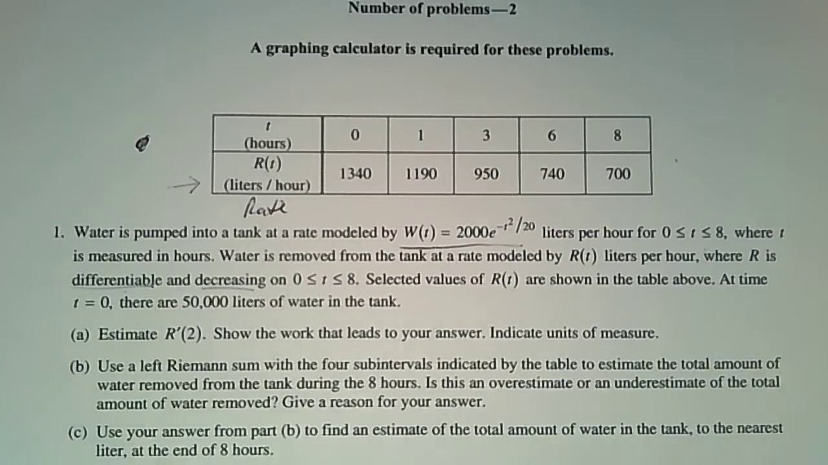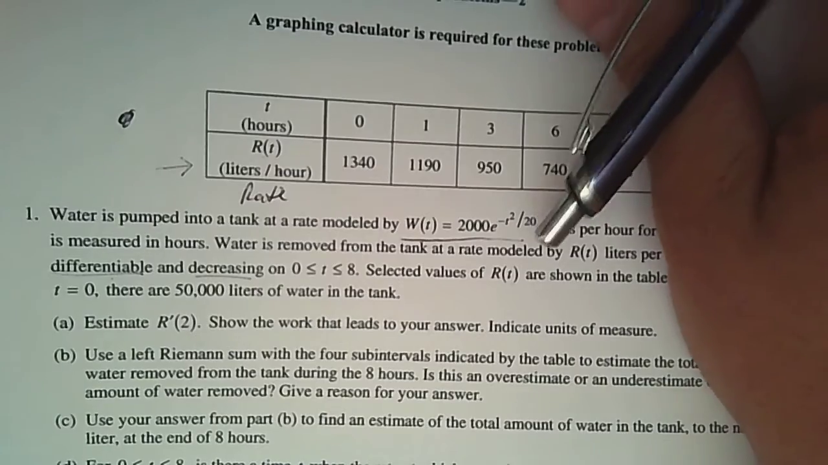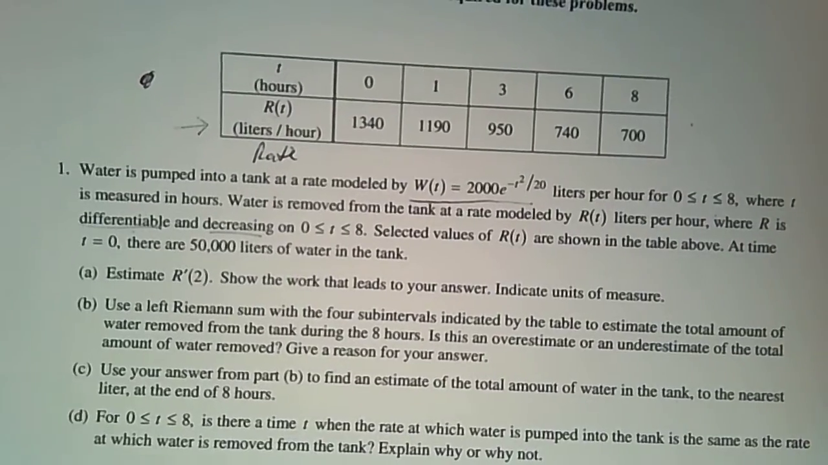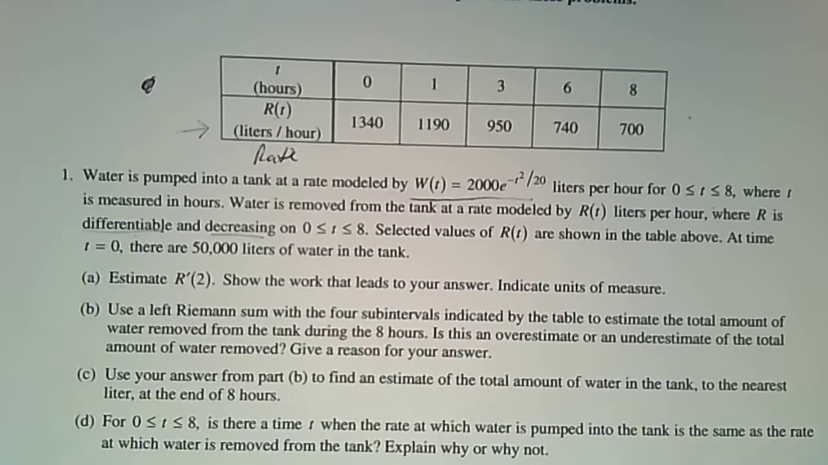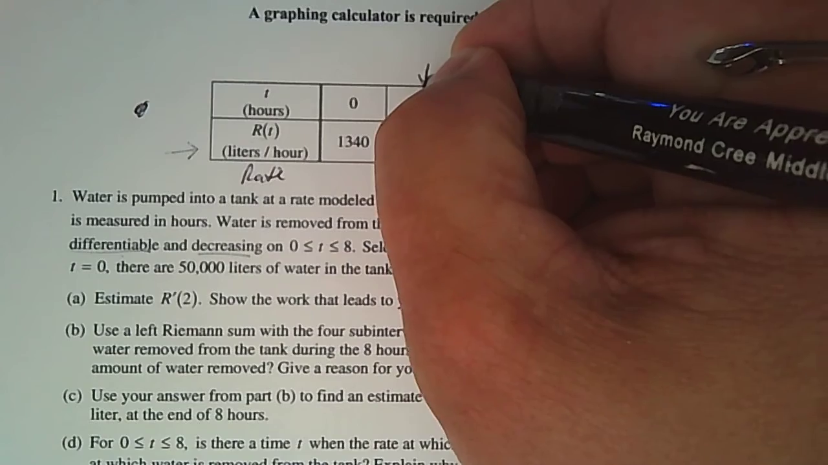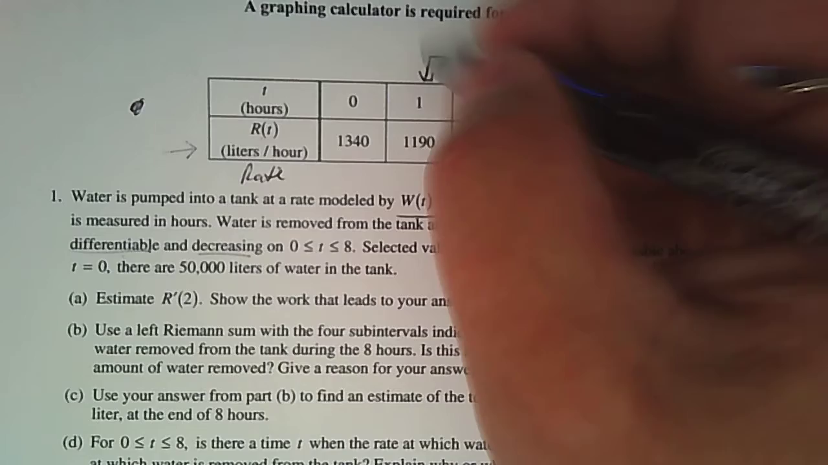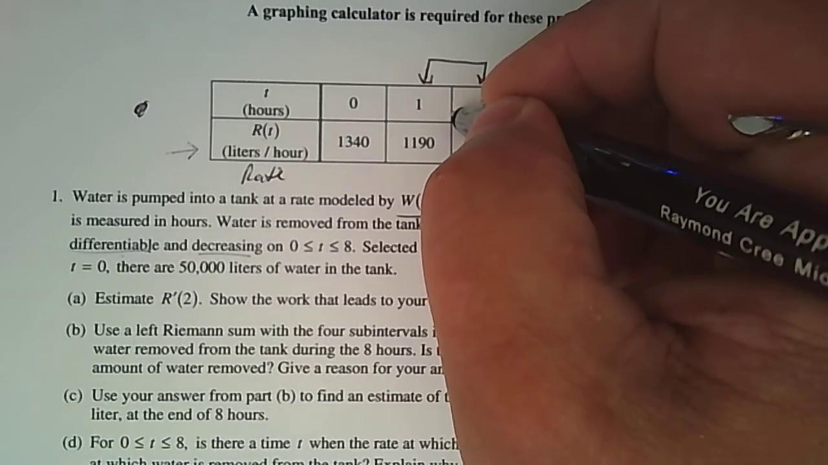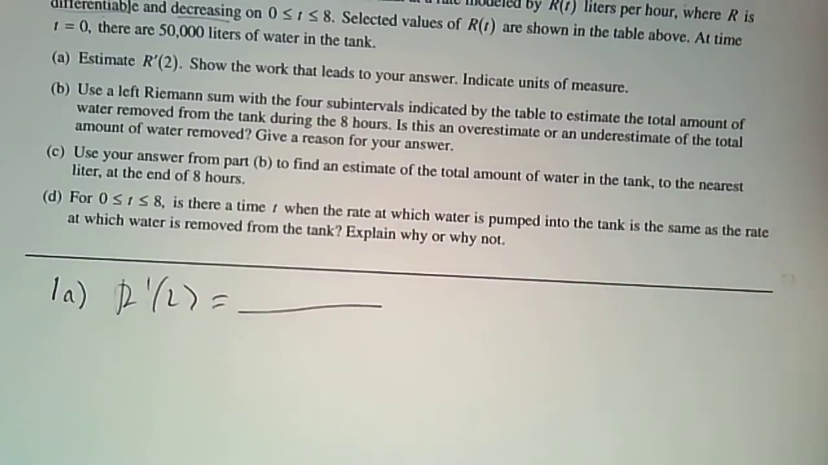Okay, let's start with A and how we would answer it. So in part A, it says, can you estimate the derivative of R at 2 and show the work that leads to your answer and the units of measure you would use. So if I was going to estimate the derivative at 2, notice 2 is not given in this table. So the estimate would be the slope around it. So slope is derivative, and the slope that surrounds 2 would be the estimate for that. So all I have to do is find the slope there.